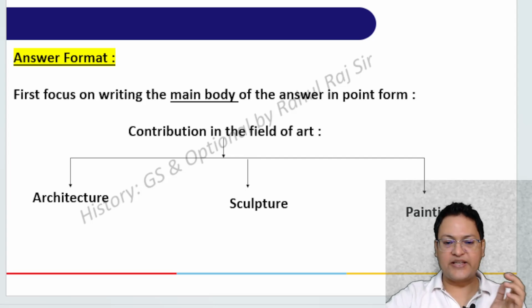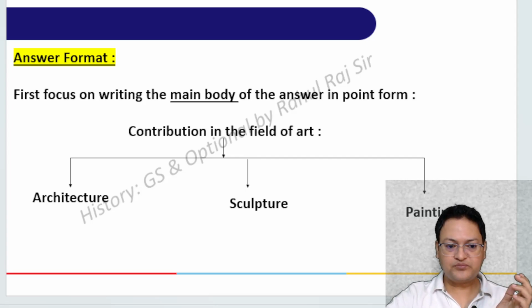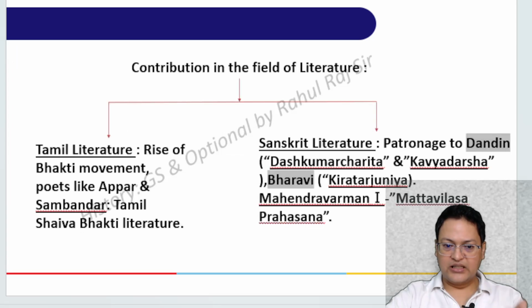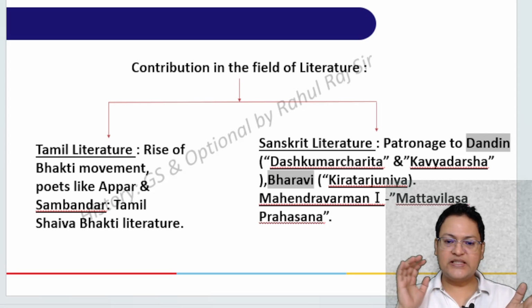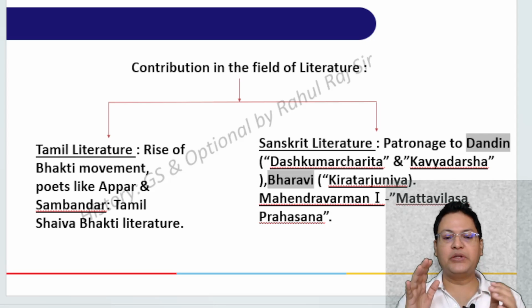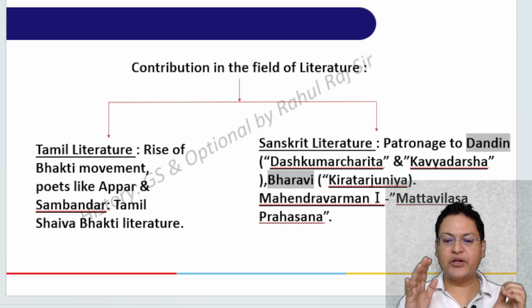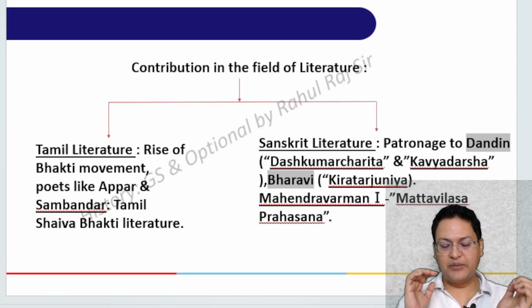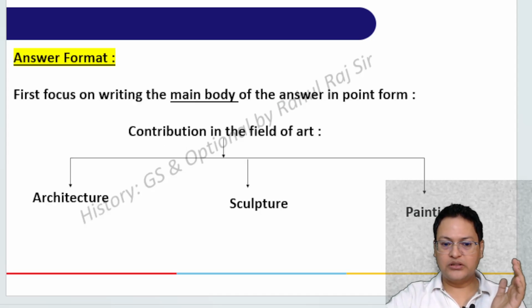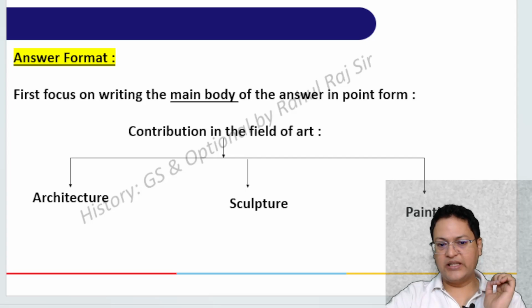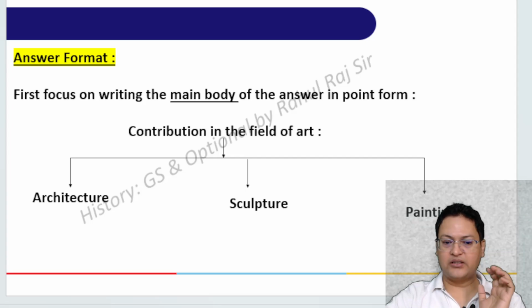And then in literature also, what we can do is, again, Tamil literature in the case of Pallavas, Sanskrit literature. What you will see is Sanskrit would be common, then there would be Tamil, somewhere it would be Kannada, somewhere it would be Bengali, etc., depending on the demand of the question, okay. So now let's try to fit in this contribution in the field of art, okay.